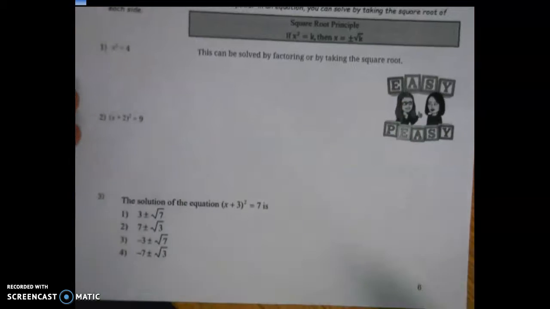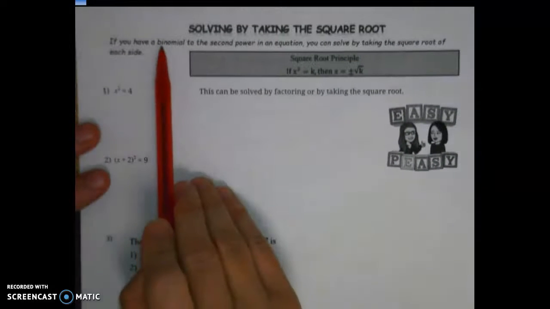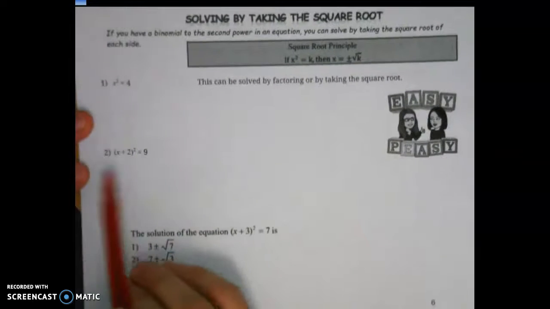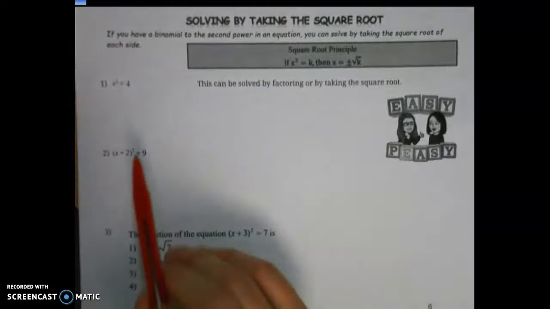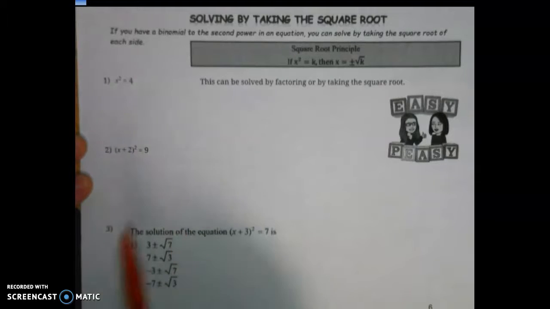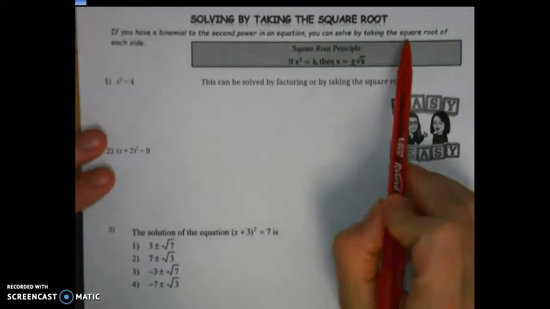So what we're going to be looking at is examples of quadratic equations where you have a binomial to the second power on one side. If you take a look at number 2, your initial instinct might be to multiply the left-hand side, and then factor, set equal to 0, and solve that way. But we're going to show you another method that you can do today by taking the square root of each side.